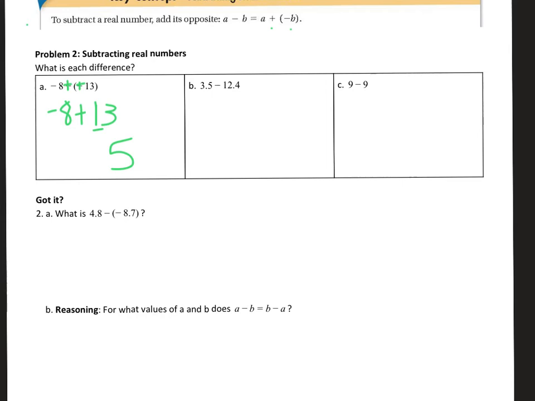For B, I'm going to write it as 3.5 plus a negative 12.4. So again, opposite signs, I would subtract them. All right, let me double check. So 12.4 minus 3.5 is 8.9. And I take the sign of the number with a bigger absolute value, which would be 12.4, making our sum negative.